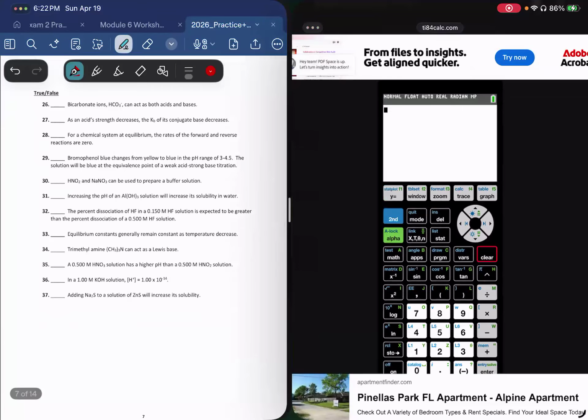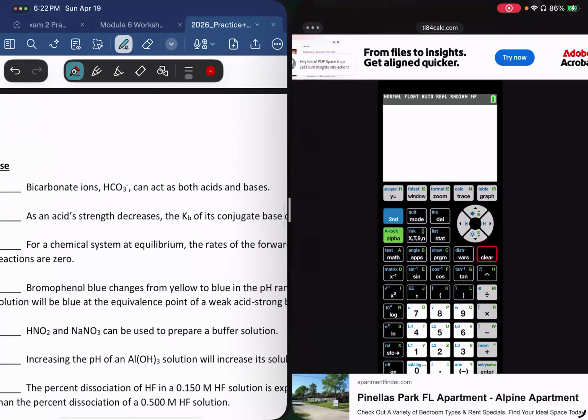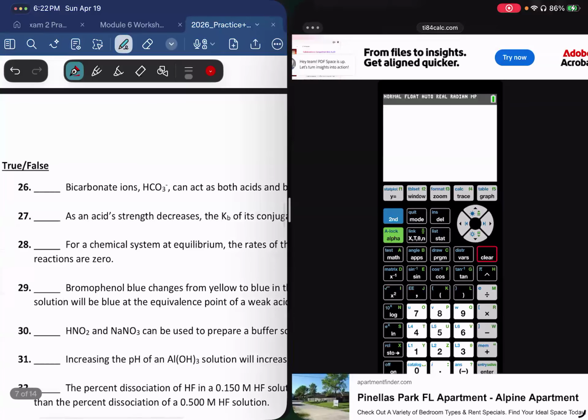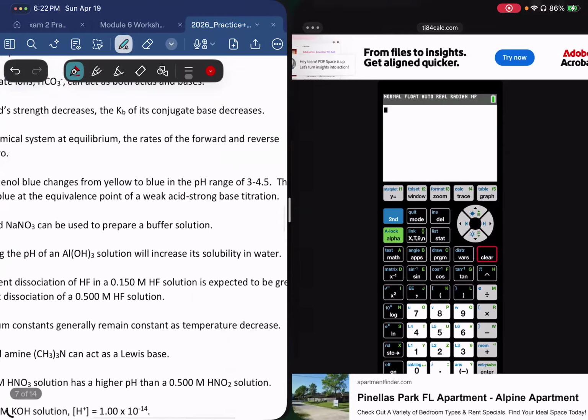Alrighty, let's go over the true or false. Bicarbonate ions can act as acids and bases. This is true, right? HCO3 minus can donate a proton and become CO3 2 minus, and it can also accept a proton and become H2CO3. So it's amphoteric in that nature.